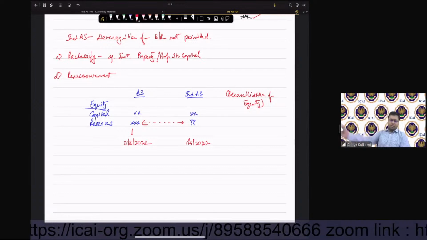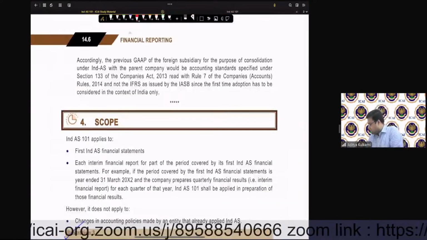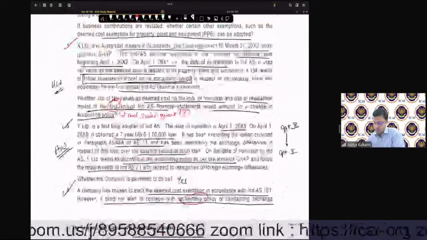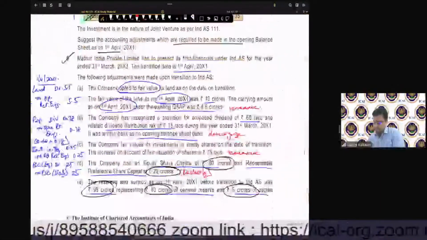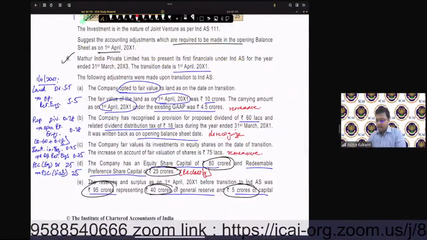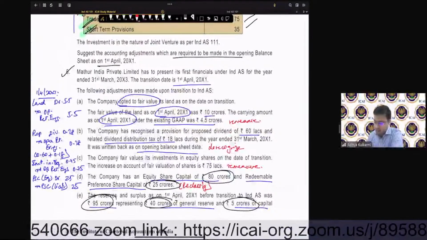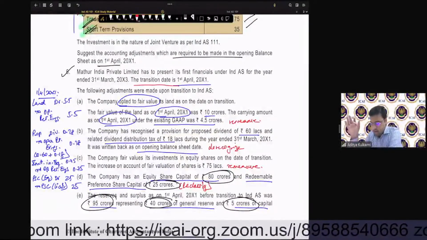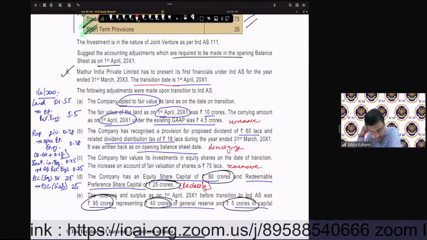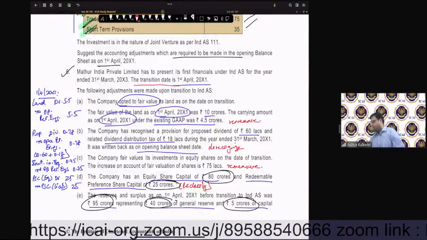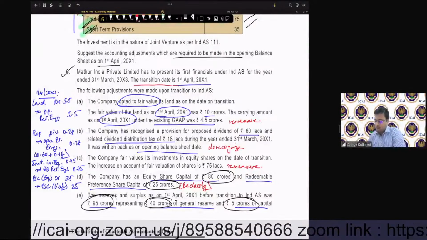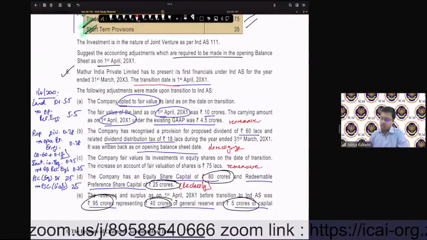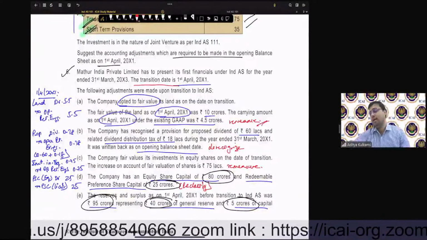So let us understand with a simple question how this goes about. Mathur India Private Limited has to present its first financials under Ind AS for the year ending 31st March 20X3. The transition date is 1st April 20X1. The following adjustments were made upon transition to Ind AS. The company opted to fair value its land as on the date of transition. The fair value of land as on 1st April was 10 crores. The carrying amount as on 1st April 20X1 under existing GAAP was 4.5 crores. So this is a remeasurement. So what is the entry that you are going to pass?